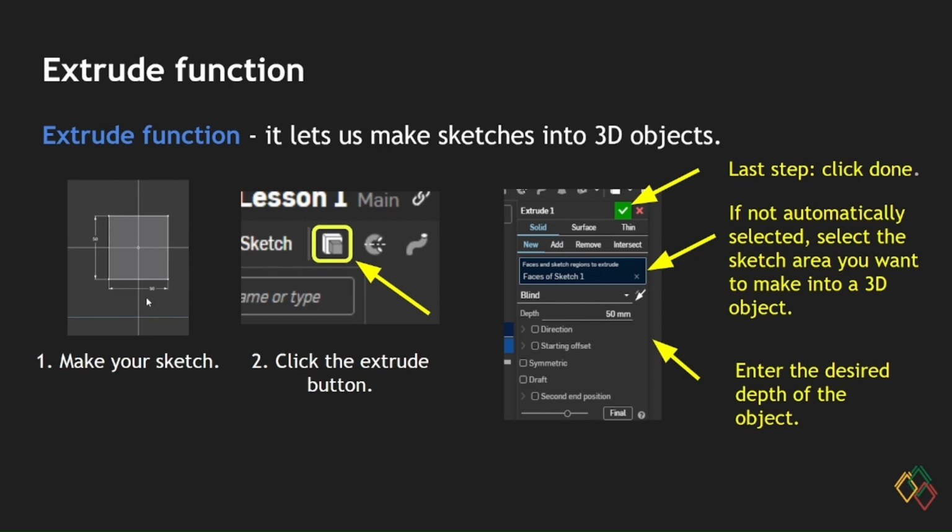If we click on the rectangle, then select the extrude button, you can see some menus. I'm not going to bore you with them, but as long as you've clicked on your rectangle and click the done button, you'll be able to create an actual 3D object. And also in this menu, you can specify how long your 3D object should be.